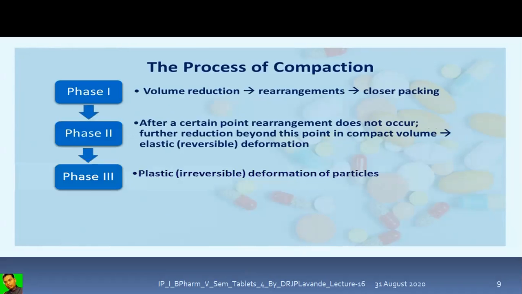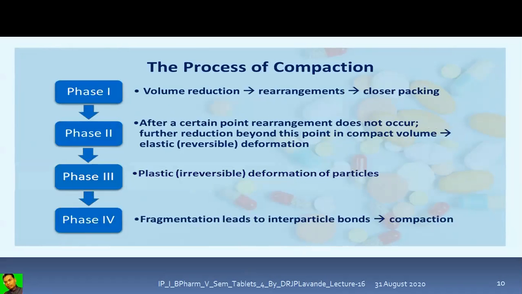Now this process of compaction passes through four different phases: phase 1, phase 2, phase 3 and phase 4. So what is phase 1? Phase 1 consists of the reduction in volume. Volume reduction is followed by rearrangement, and that leads to the closer packing of the granules.